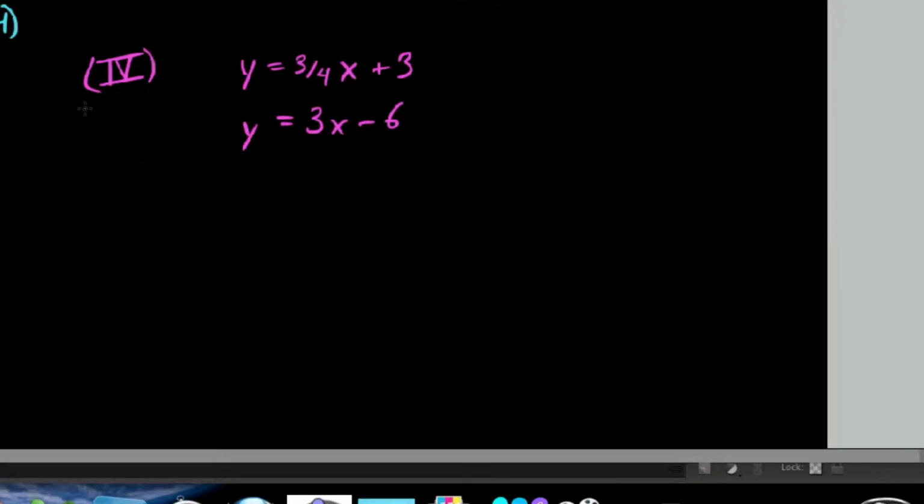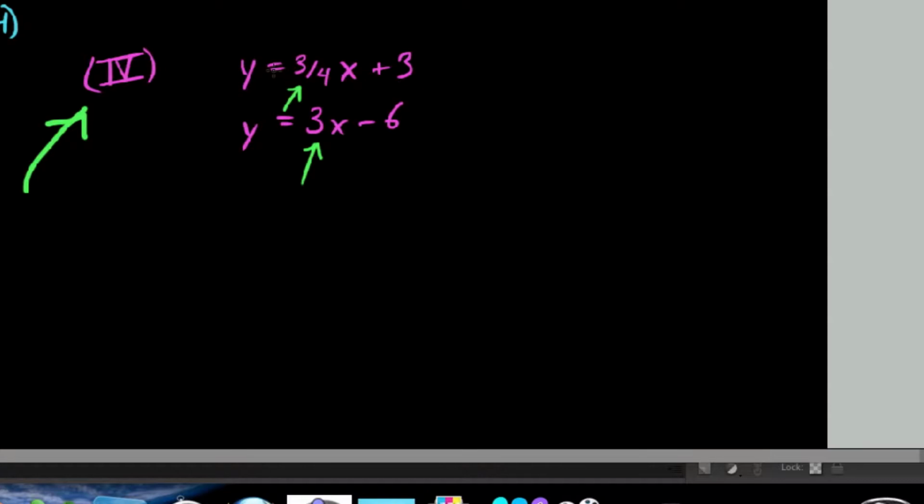Okay. So now system number 4. Again, all my examples previously have been in standard form. I'm going to do these two equations in slope-intercept form. So what are some things I want to notice right off the bat? Well, the first thing I want to notice is this. Our m values, or our slope values, are not the same. So what do you know about two lines that don't have the same slope?